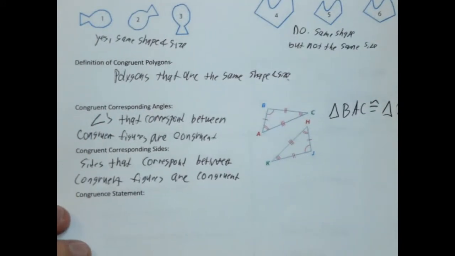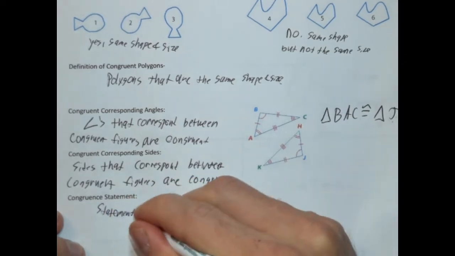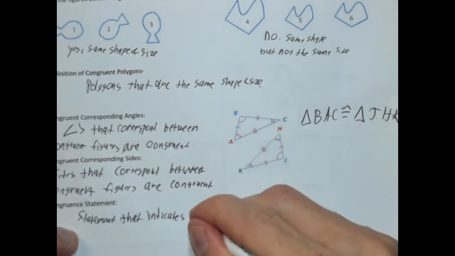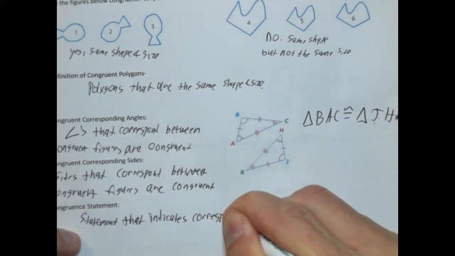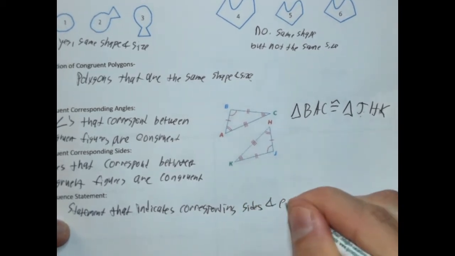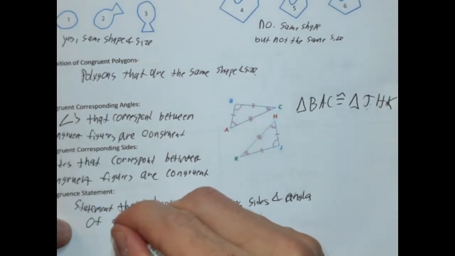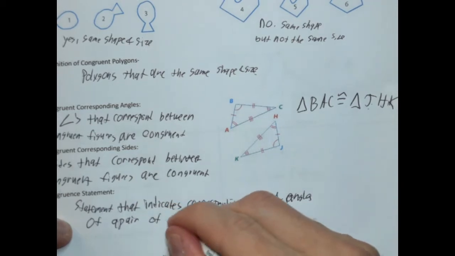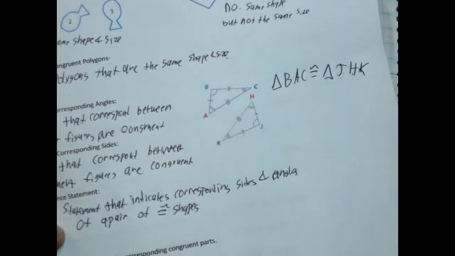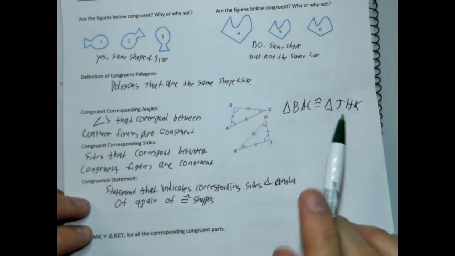All right, so congruent statement: a statement that indicates corresponding sides and angles of a pair of congruent shapes. Yeah, this is very useful. We'll be using that quite a bit. So the ability to look at this and extrapolate information from it is very important.